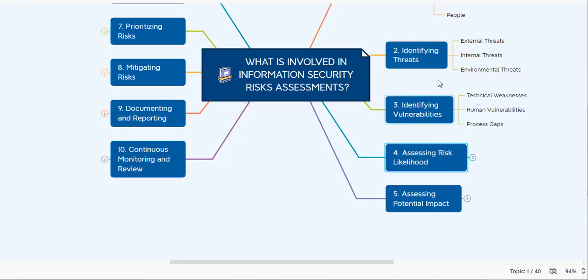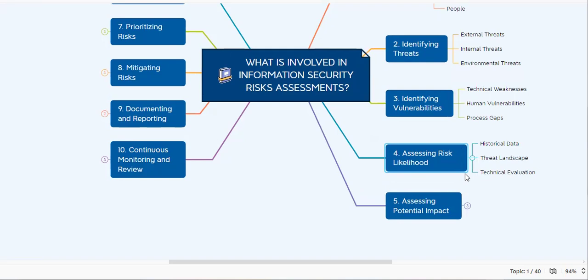Also, in my list of tasks as it relates to information security risk assessment is assessing the risk likelihood. Very important. So I would then have to take the time to look at historical data, for example, reviewing past incidents or similar organizations, threat trends, the threat landscape, considering current threat intelligence and emergent risk. Moving on to technical evaluation, where I assess the ease with which vulnerabilities could be exploited. And all of these can be broken down into various stages. There are various steps and processes that are involved in each of these elements in order to actually come to that conclusion as it relates to assessing risk within that organization.